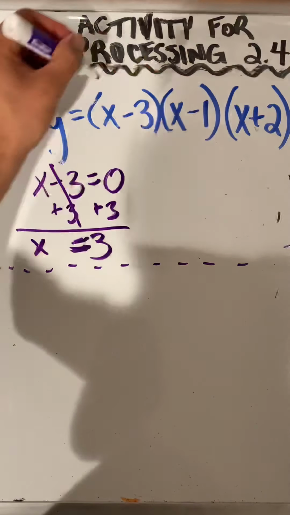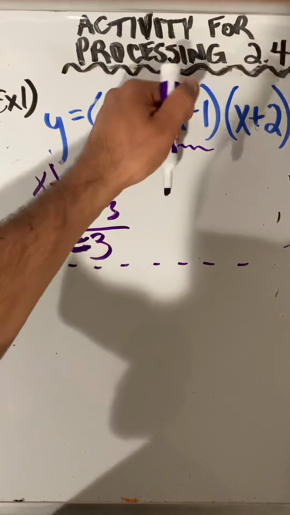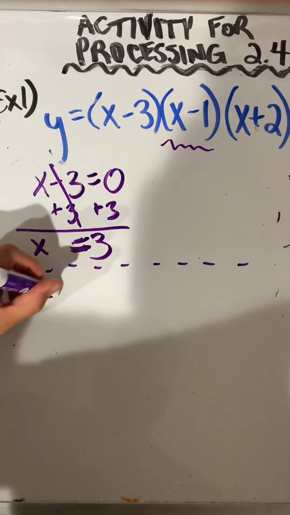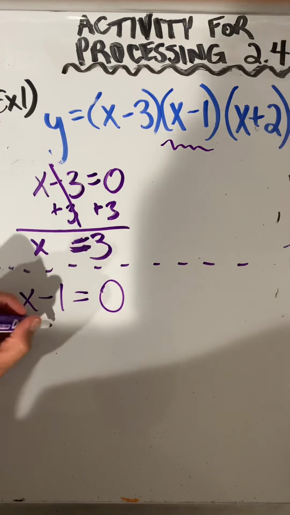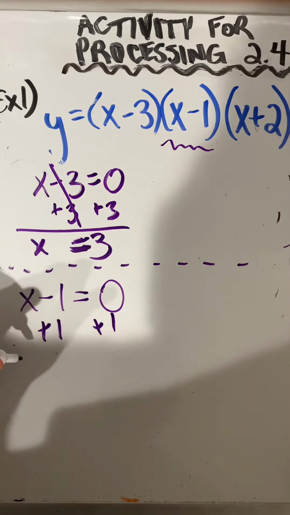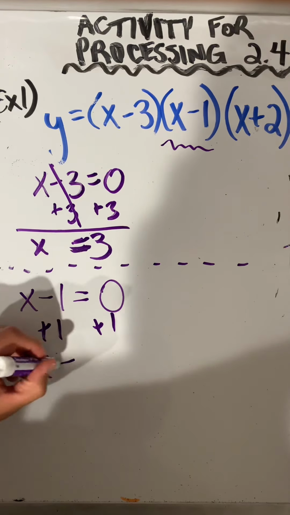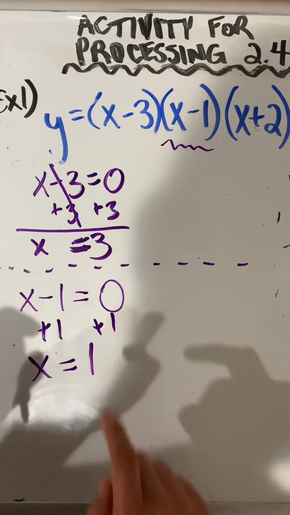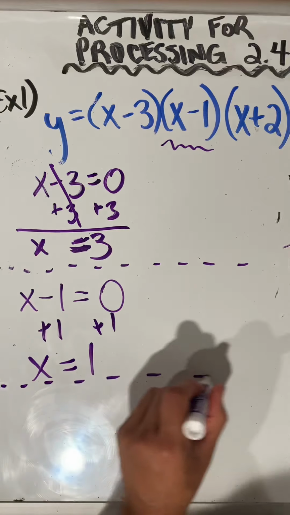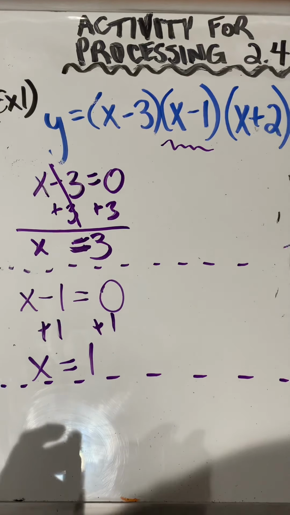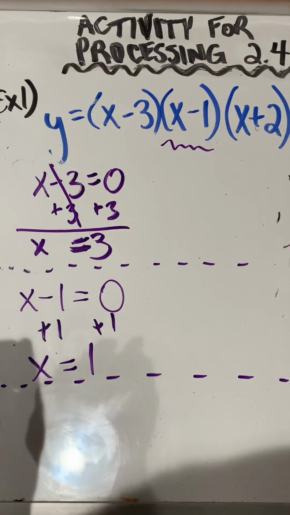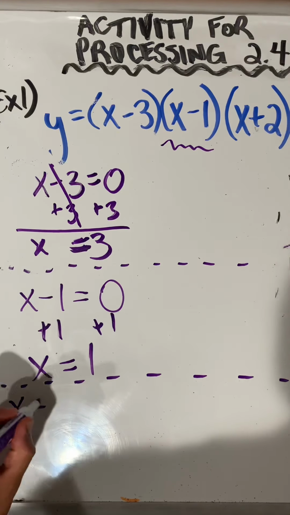All right, let's go ahead and do the second quantity there. X minus 1 equals 0. And we're going to solve for x. All right, x equals 1. And then the third one there, we're going to set it equal to 0.